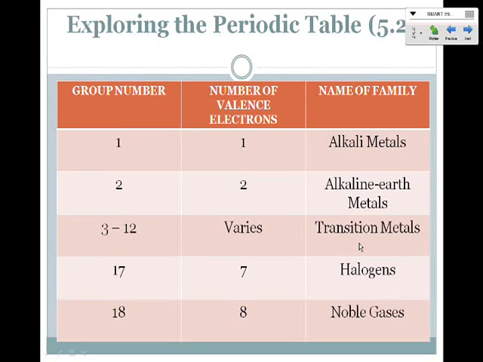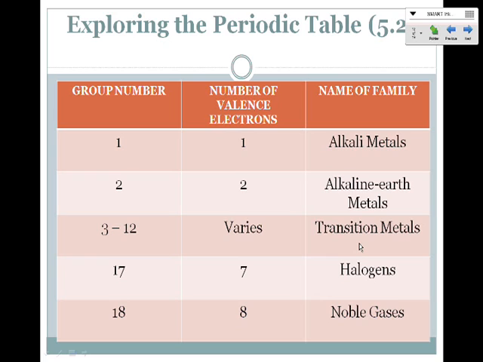They vary. The numbers of valence electrons vary, but we call that entire group, the one that dips down in the middle, transition metals. That's the name of their family. Then group number 17, they have 7 valence electrons. We call them halogens. And group 18 have 8 valence electrons, and we call them noble gases. Now remember, noble gases are going to be the happiest of all of the families because they have their outermost energy level already full from the beginning.